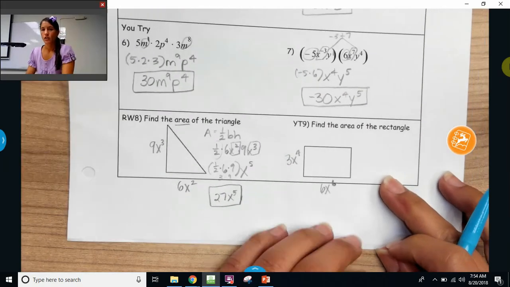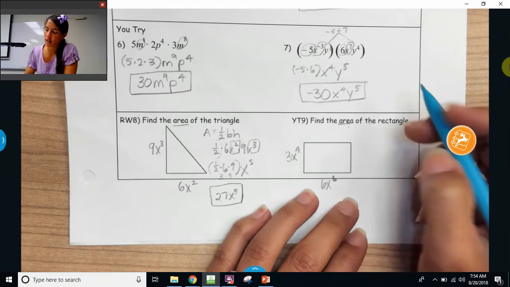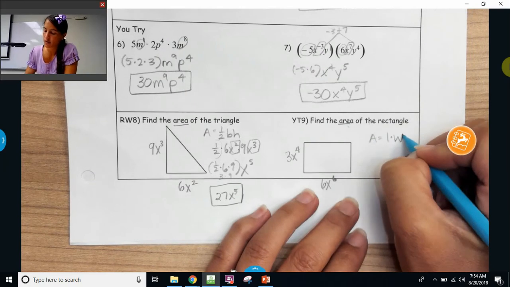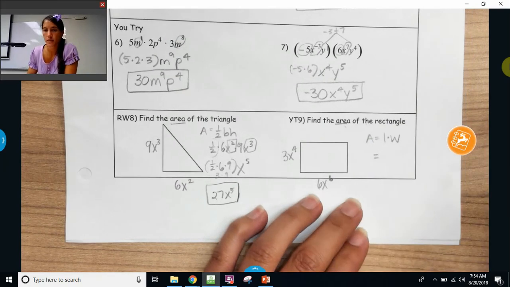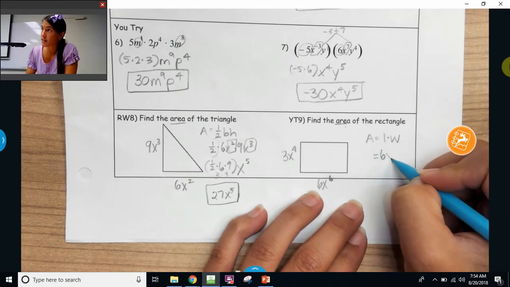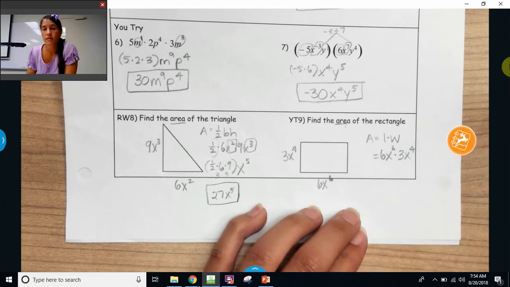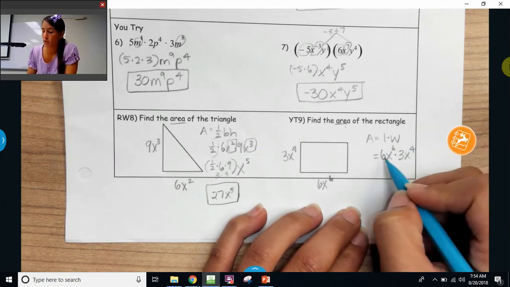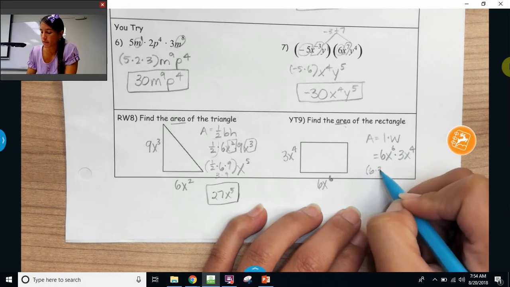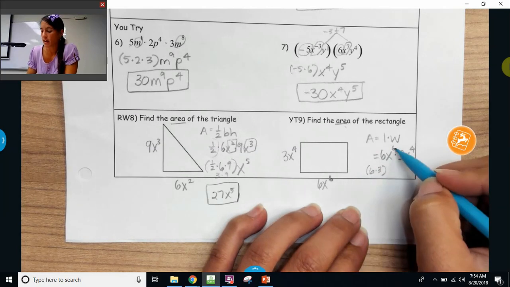All right. You try 9. Find the area of this rectangle. Length times width. So the length is 6x to the 6th times 3x to the 4th. You're going to multiply your coefficients together. And then I have exponents with the base of x.